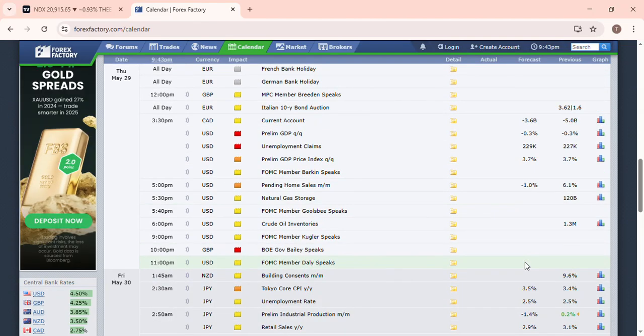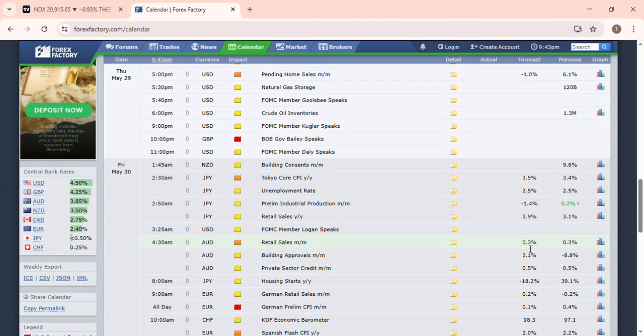That is it. Later in the day, we are going to have a speech from the governor of the Bank of England at 10 p.m. If you are much into the UK economy, you can listen and get some 1 or 2 points. Going to Friday.